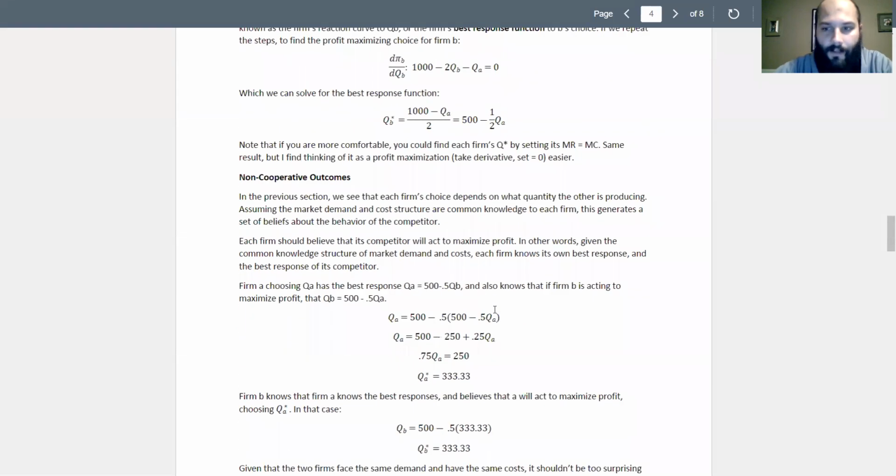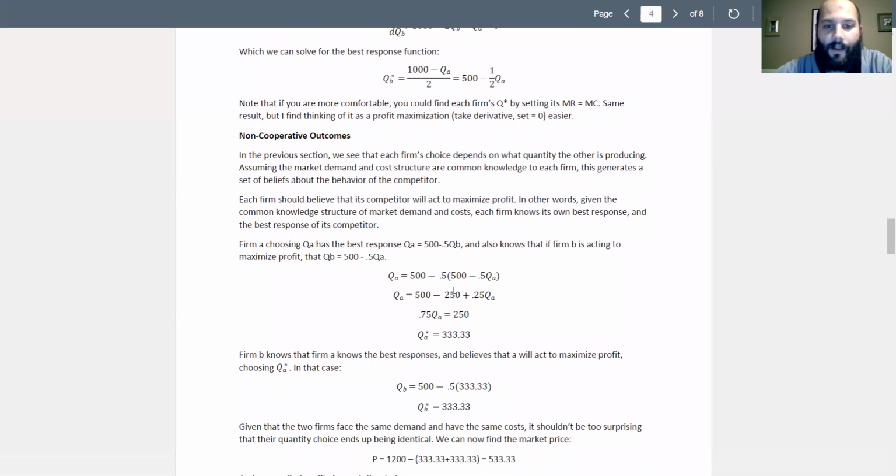And then we said that the non-cooperative outcome is if we have two best response functions listed here, they are producing these quantities simultaneously and independently. So it boils down to essentially just plugging in one for the other, which is what I've done here. QA equals 500 minus 1/2 QB. And we know what QB is if firm B is producing their profit max level.